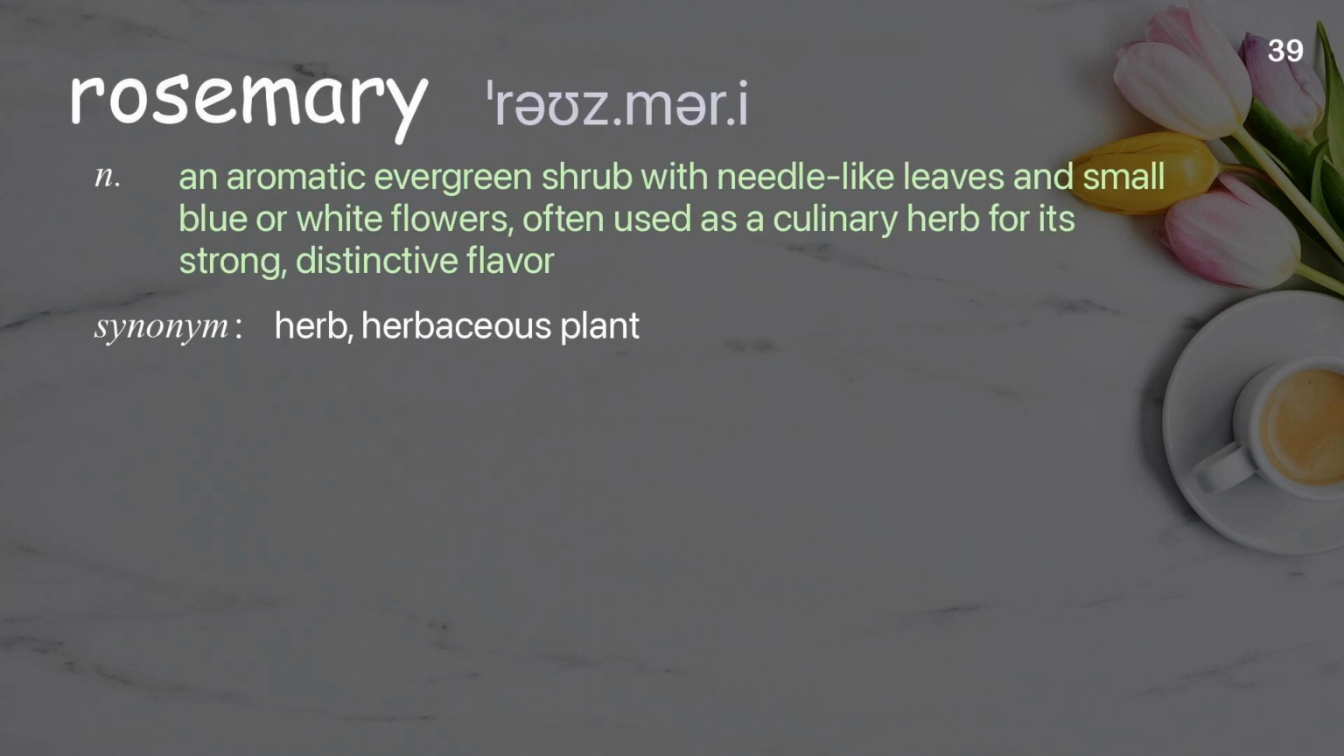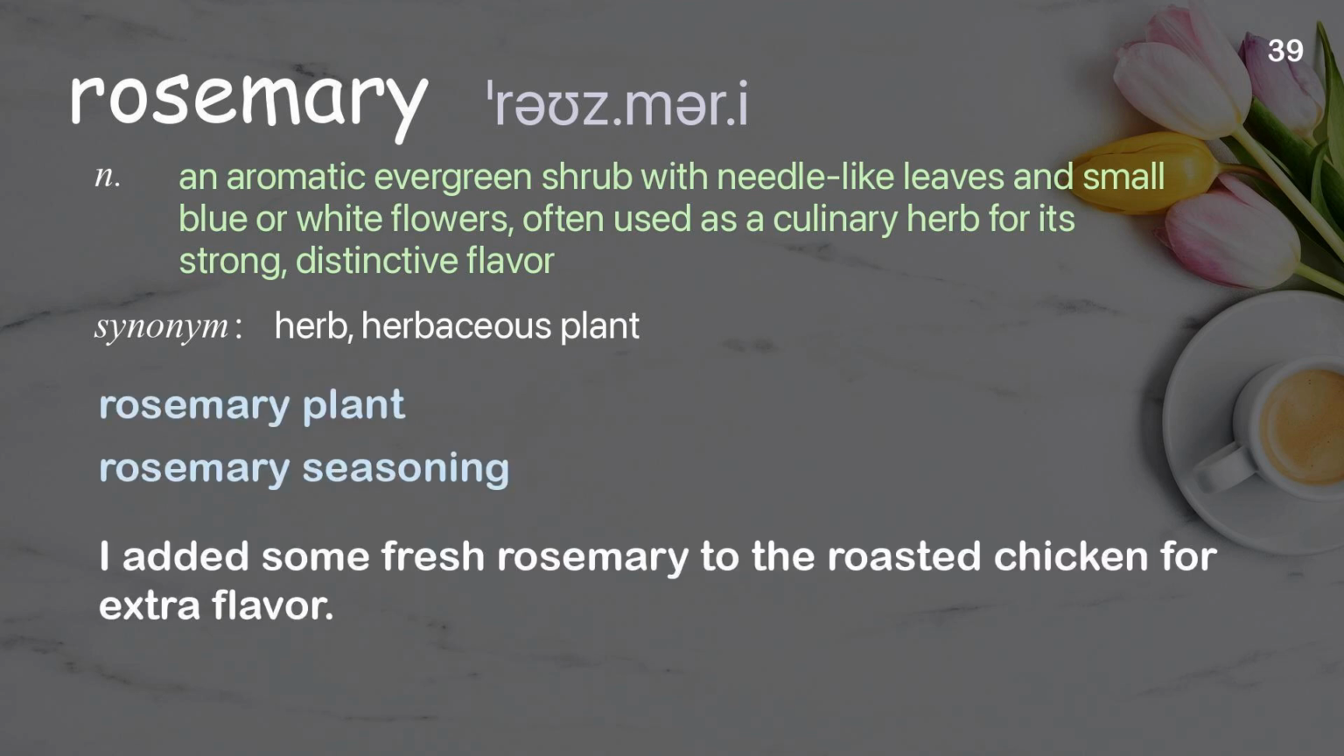Rosemary. An aromatic evergreen shrub with needle-like leaves and small blue or white flowers, often used as a culinary herb for its strong, distinctive flavor. Examples: Rosemary plant. Rosemary seasoning. I added some fresh rosemary to the roasted chicken for extra flavor.